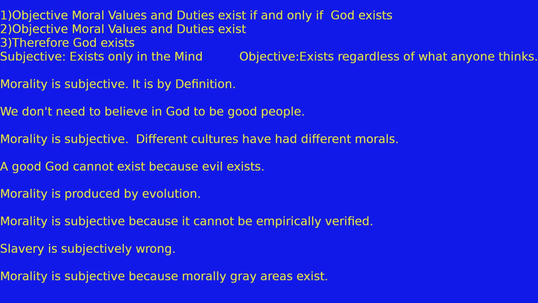Now, number 7, they may say something like slavery or murder of infants or the Holocaust is subjectively wrong. And they may even go so far as to point the finger at you and say that you don't understand the difference between objective and subjective.